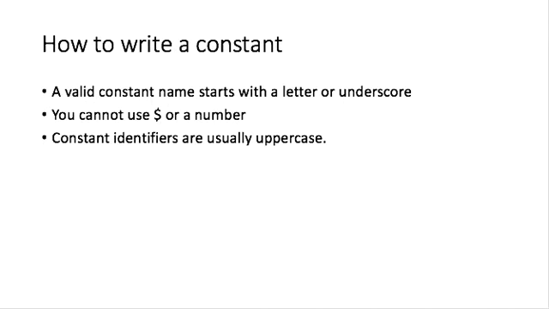A valid constant always starts with a letter or underscore. It cannot start with a dollar sign or a number. Like in variables, it always starts with a dollar sign, but for constants, it's always a letter or underscore. And usually constant identifiers are uppercase.